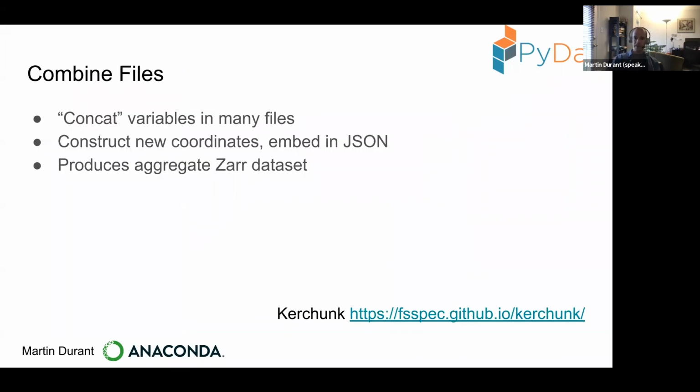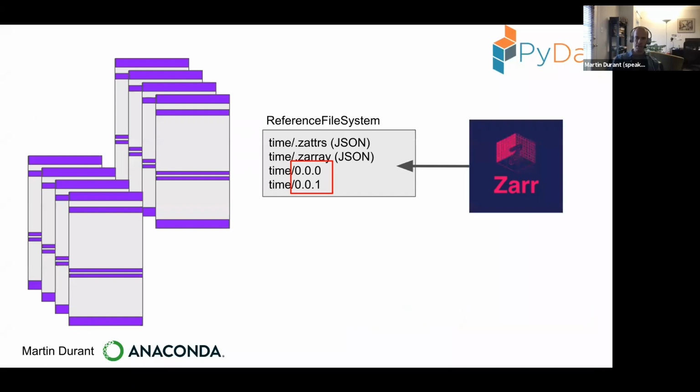Furthermore, you can combine many chunks from many files, concatenate them together, or whatever kind of merging procedure you need, and construct an ensemble JSON that points to all of these chunks together so that you can produce a single Zarr dataset that now works over multiple files.